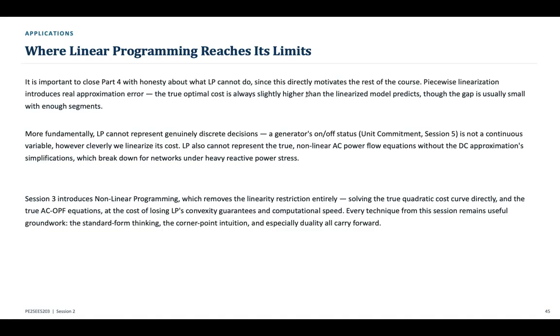So the concepts we learned today will not be discarded. Standard formulation, constraint interpretation, corner point intuition, and duality remain useful foundations for the nonlinear optimization topics that will follow. So the limitation does not make DCOPF useless. It tells us when the approximation should be treated cautiously. If voltage magnitude, reactive power, and voltage stability are strongly nonlinear, nonlinear effects become central to the problem. Okay, a full AC formulation may be required.